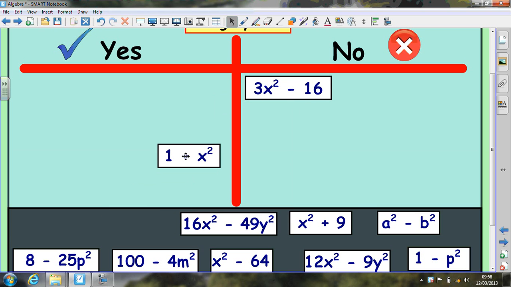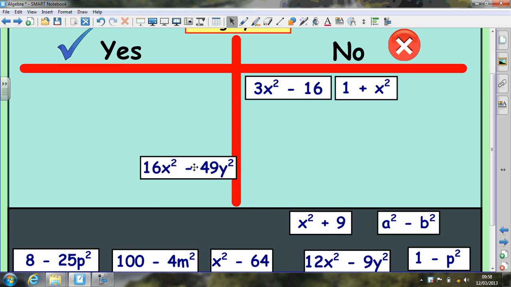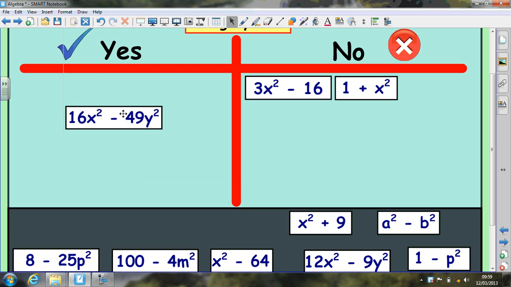The 1 plus the x squared, straight away, you should be looking at it thinking that's not difference of two squares because there's a plus there, so that's not either. This one here, we've got subtract in the middle, so that's a good start. We've got x squared and a y squared, that's good as well. 49 is a square number because 7 7s make 49, and 16 is also a square number, 4 4s make 16, so that would be fine.